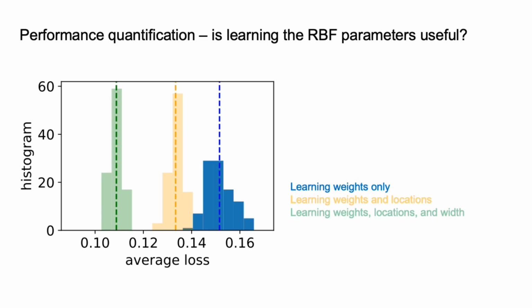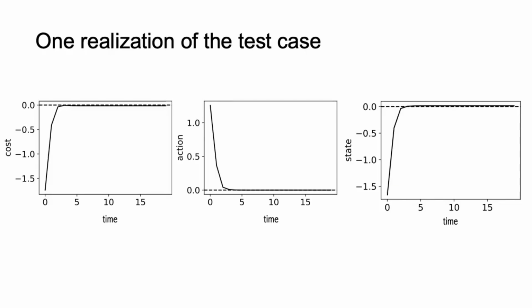And you can see that for the case where we learn the weights, locations, and the widths at the same time, the average cost is significantly smaller compared to the other 2 cases where we use a fixed kernel space to represent the space. One realization of applying the learned controller for a test case is presented here. So we initialize the location of the system with some random point here, -1.6, and we looked at the evolution of cost, action, and state over time. And it can be observed that the learned controller can quickly take the state from the initial point -1.6 to 0, which is the target point.